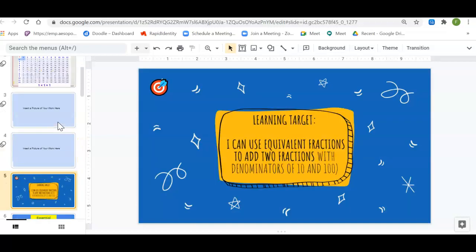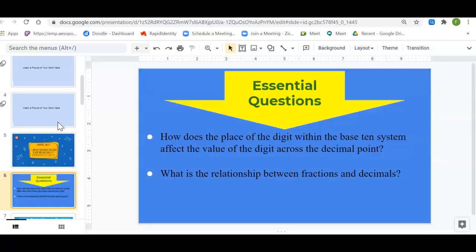Our learning target for today: I can use equivalent fractions to add two fractions with denominators of 10 and 100. Our central questions for this unit remain the same. We're just continuing to build upon it. How does the place of the digit within the base 10 system affect the value of the digit across the decimal point? And also, what is the relationship between fractions and decimals?